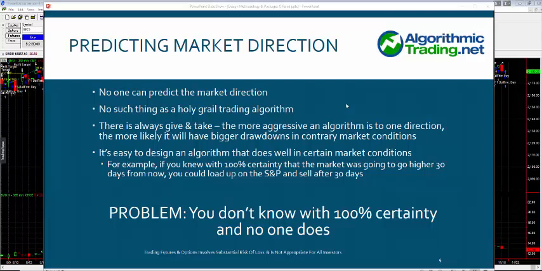So if you knew with 100% certainty the market was going higher in 30 days from now, if you had a crystal ball, then obviously you could load up on the S&P and then just sell after 30 days. But the problem is no one knows with 100% certainty. So with that said, I'd like to move on to the next slide.